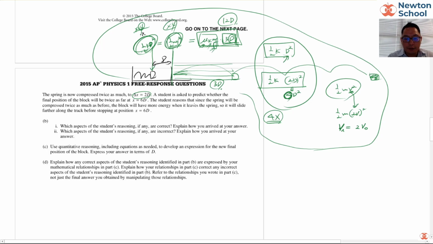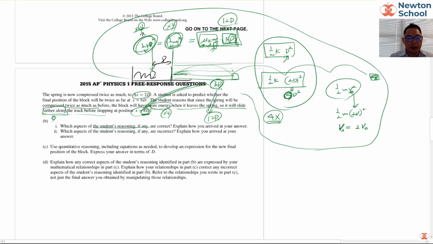What was the reasoning? Since the spring will be compressed twice, the block will have more energy. Okay, that's true. It will be actually 4 times energy. You release the spring, so it will slide further along and stop at 6D. So that part, it's going to go farther along. That's true, but it's not going to be 6D, right? Because 3D becomes 6D, that's twice, right? But remember, energy was 4 times bigger. So 3D has to become 12D to get to 4 times bigger, right?